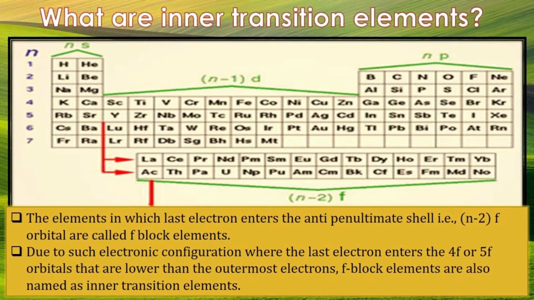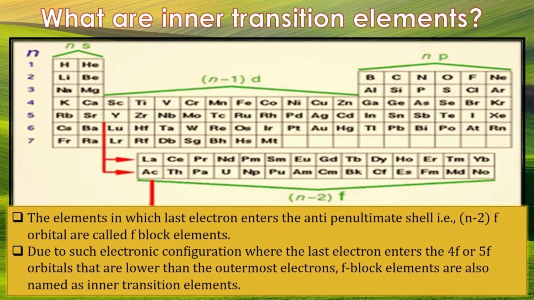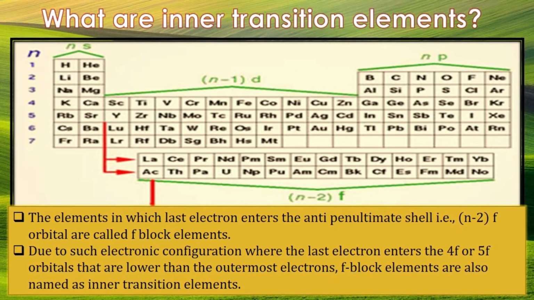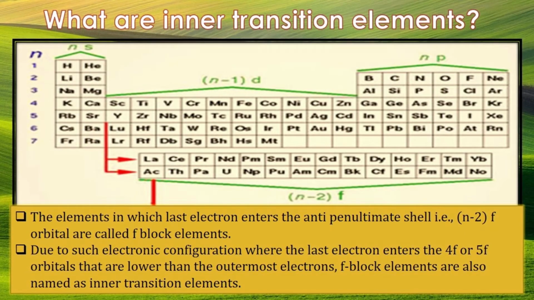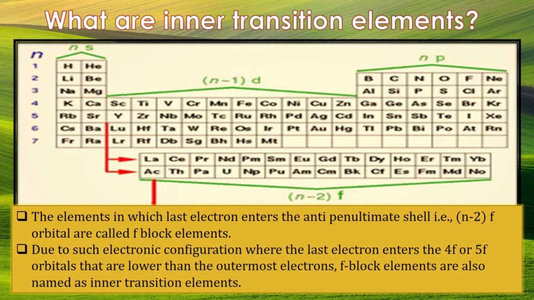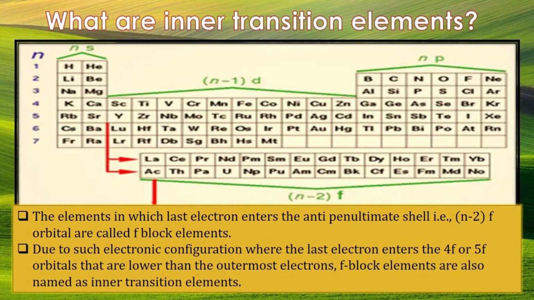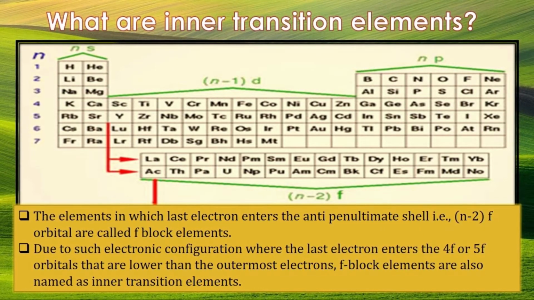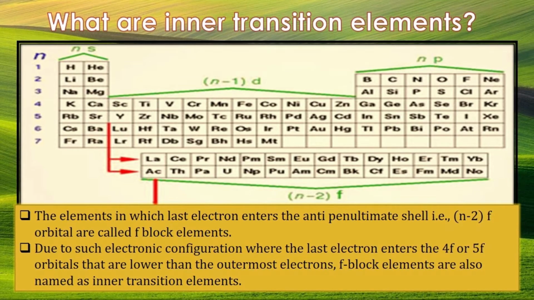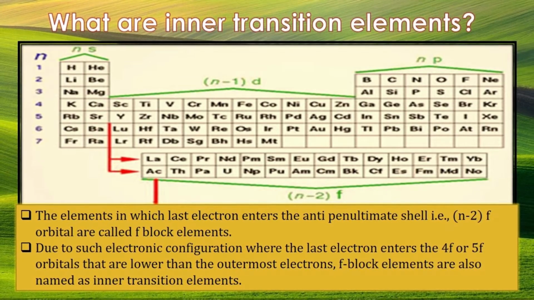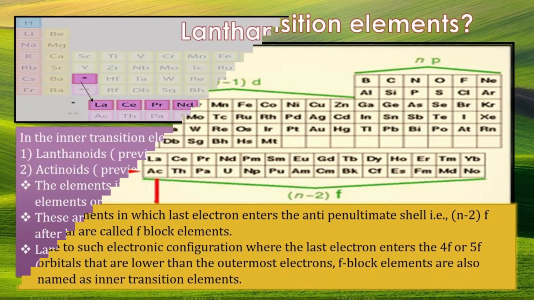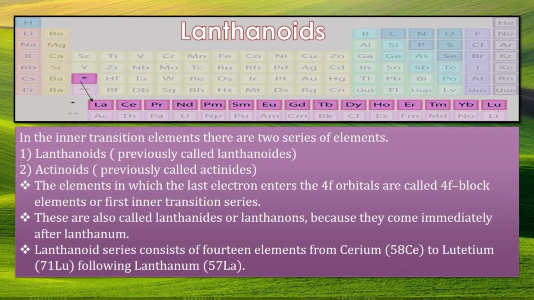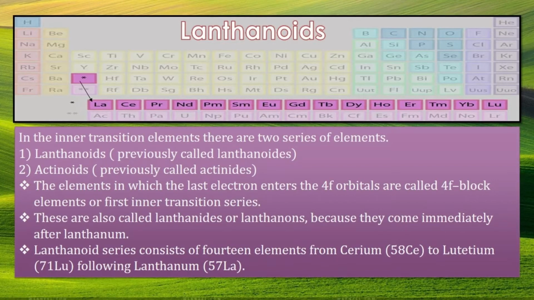You may question why F block elements are called inner transition elements. This is because they involve the filling up of inner subshells, namely 4f or 5f orbitals. Their electronic configuration has an (n-2) f orbital. Now we are going to see in detail about lanthanoids.